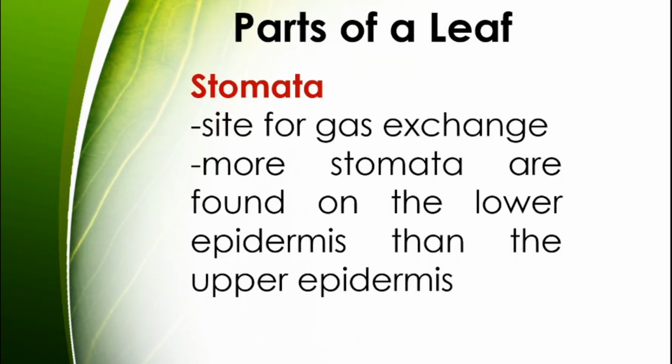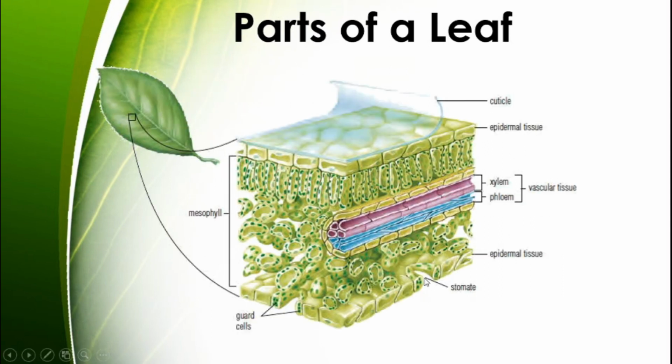Next, we have the stomata. It is the site for gas exchange. If you remember, a while ago we talked about gas exchange being one of the functions of the leaf. The stomata is the one responsible for that. There are more stomata found on the lower epidermis than the upper epidermis. What's the reason? If we go back to the picture, this is the stomata.